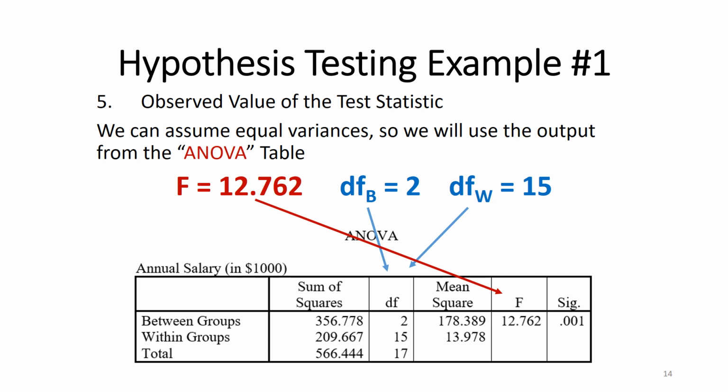In fact, all it is is 2 plus 15 equals 17, so there's not a whole lot that we need to worry about with that. We want to be able to find our observed test statistic, the F, and we also want to be able to find the degrees of freedom between and the degrees of freedom within. So we've got those ready to report at the end of our hypothesis test. Let's move on to the next slide.